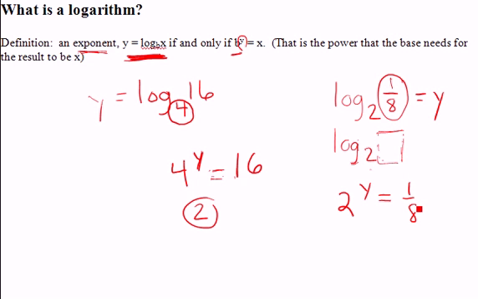And now the rewriting has got to happen. Let's say I know 8 is 2 to the third power. And since that's in the denominator, I'm going to say it's 2 to the negative third power. Now this should be very blatantly obvious. 2 to what power equals 2 to the negative third? Well, that power has got to be negative 3.